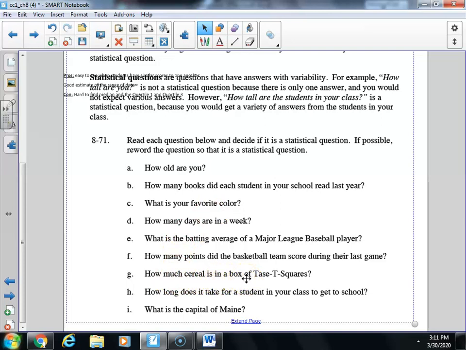Letter G, how much cereal is in a box of Tasty Squares? No, this is not statistical because again, we don't expect to get a variety of different answers.